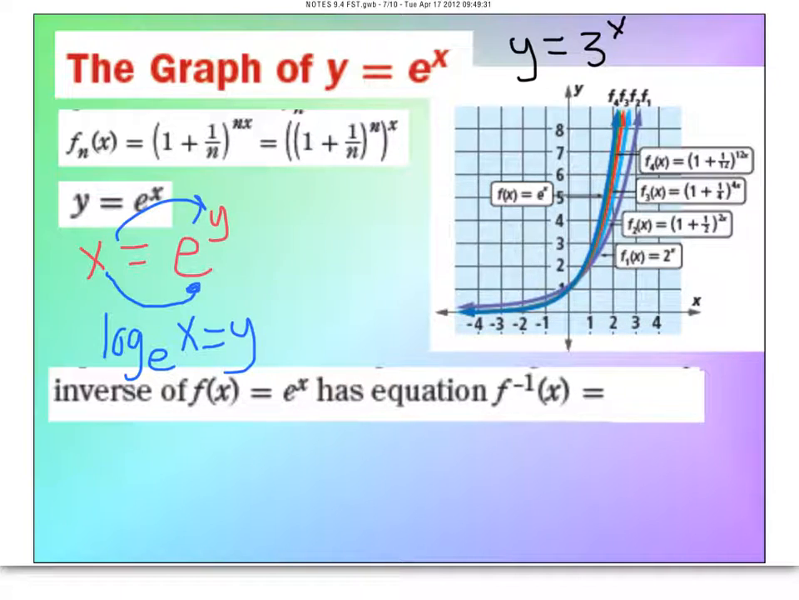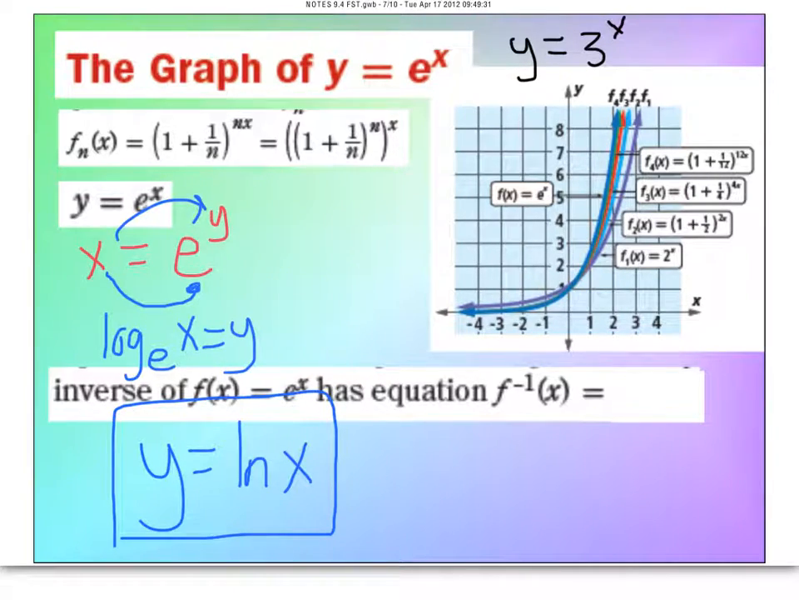But I'm going to tell you, we don't normally write log base e. Log base e is actually called the natural log. So what you're going to see on your calculator, there is a button next to the log button. It's ln. That's the only other log button on the calculator. This is log base e of x, or the natural log of x. And let's take a look at the inverse on the other slide.